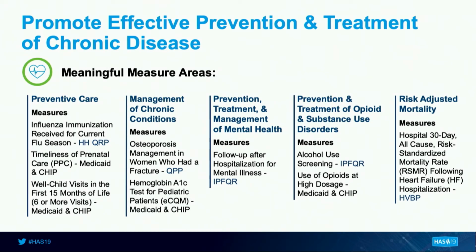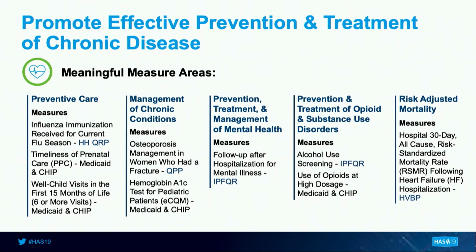I'll give you a quick look at another one as well. Again, the healthcare priority is promote effective prevention and treatment of chronic disease. And then we have these 5 meaningful measure area categories underneath of these: preventative care, management of chronic conditions, prevention, treatment, and management of mental health, prevention and treatment of opioid and substance use disorders, and finally, risk-adjusted mortality. Again, with several examples of measures, along with some of their corresponding programs that they're in.